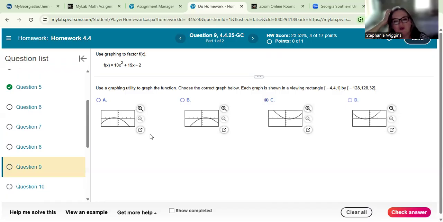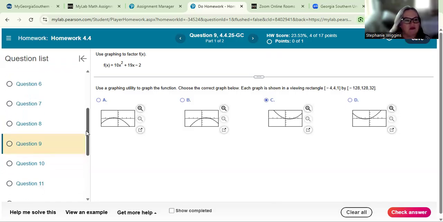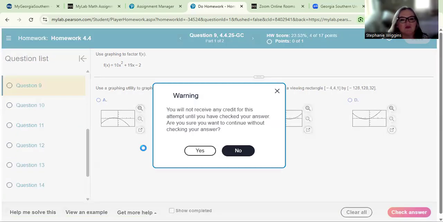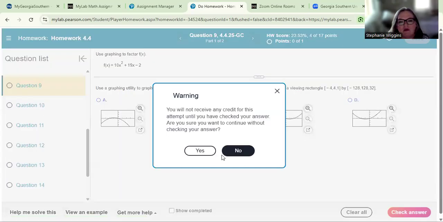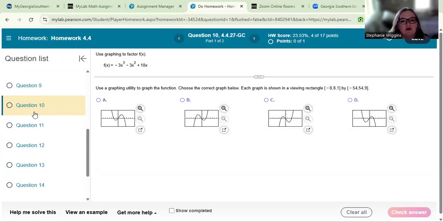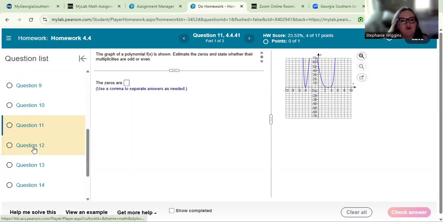Oh, we're supposed to use graphing. Okay, so I guess you're supposed to graph this on your graphing calculator. I don't have my graphing calculator, so I'm not going to help you with that. And just to save time, same thing. You're going to use your graphing calculator to graph that. So I'll just let you do those.